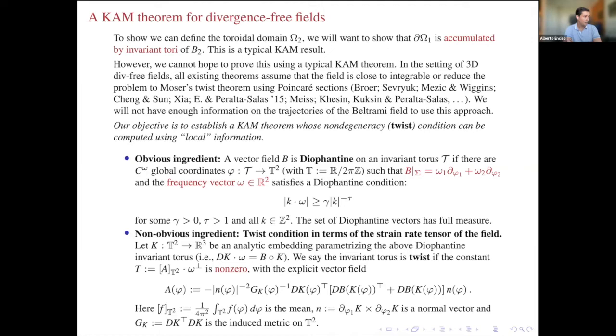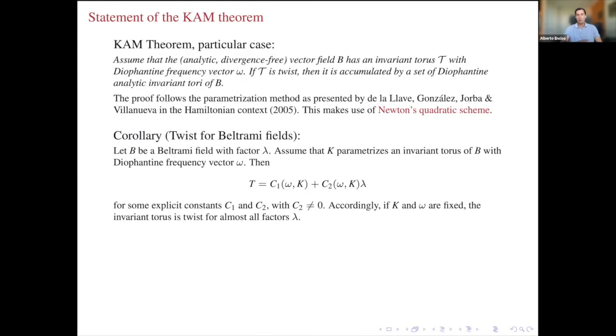The ingredient that is not obvious is that we want to find a twist condition, a non-degeneracy condition, that does not involve integrating over trajectories. We just want it to be written in terms of the strain rate tensor of the vector field. Okay, something we can compute with the equation. And it turns out that if we consider averages of this explicit vector field, whatever that means, we don't care about the meaning of this, everything works fine. And that gives you an explicit twist condition for the torus, which is actually the most important part of the argument, okay? So we don't care about the details.